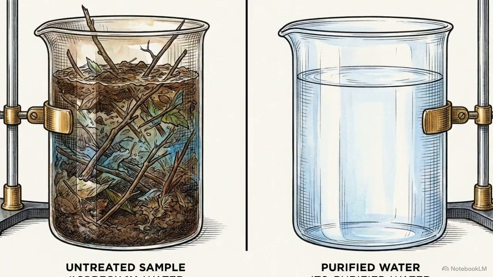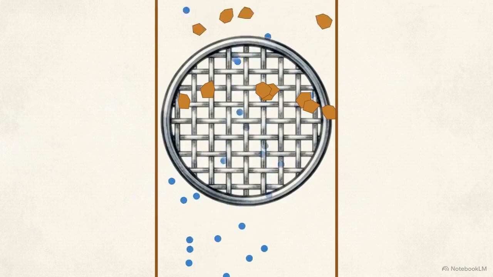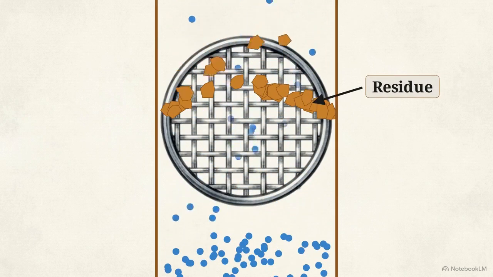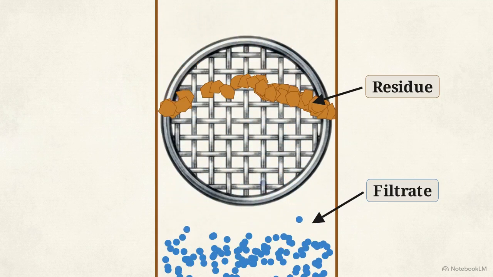Our first line of defense relies strictly on disparities in physical state and particle size. This is filtration. The core mechanism is highly mechanical. We pass a heterogeneous mixture through a porous medium to block the insoluble solids. The solid material caught in the mesh is the residue, and the liquid navigating the medium is the filtrate.